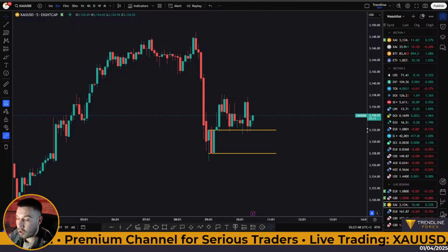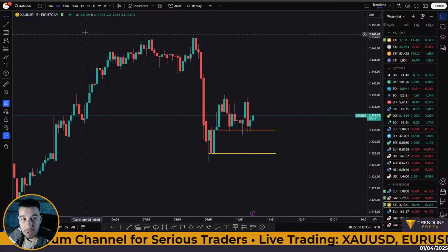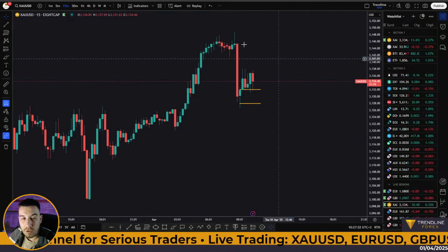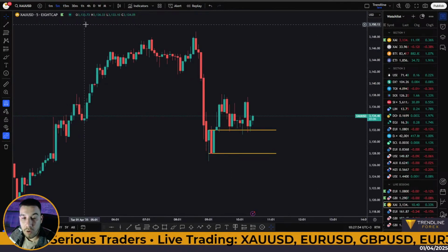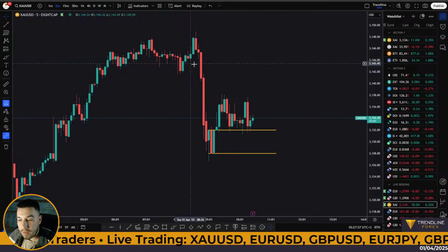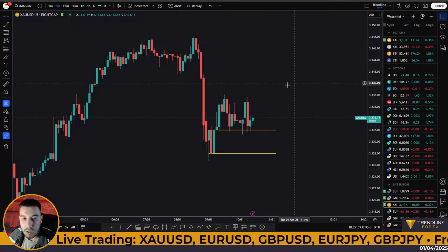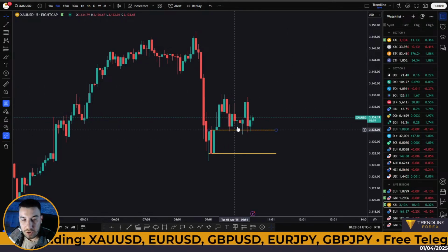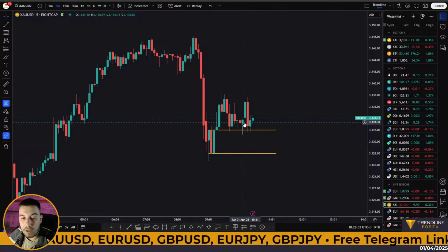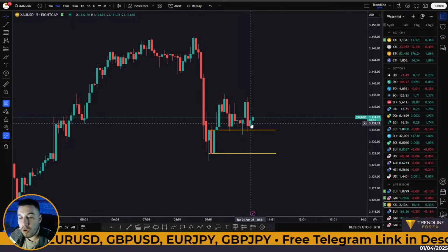Just trying to show you what my thinking process is, especially when it comes to day trading and looking for trades on the lower time frames, because a lot of people struggle with that. And mostly they struggle with patience. Because you see that rejection right here, you would already enter a trade. But I'm always looking for more and more confirmation.